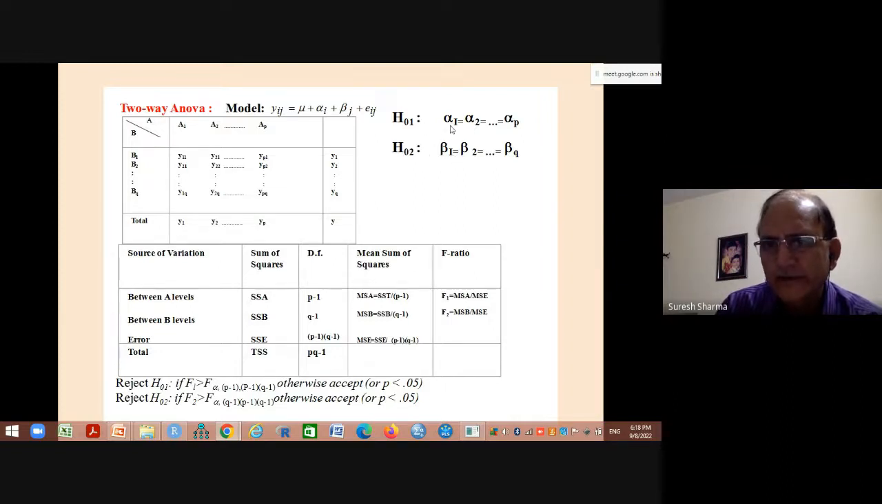So your seeds are represented by alpha 1, alpha 2, up to alpha p. There are p different types of seeds and q different types of fertilizers. So beta 1 is equal to beta 2.